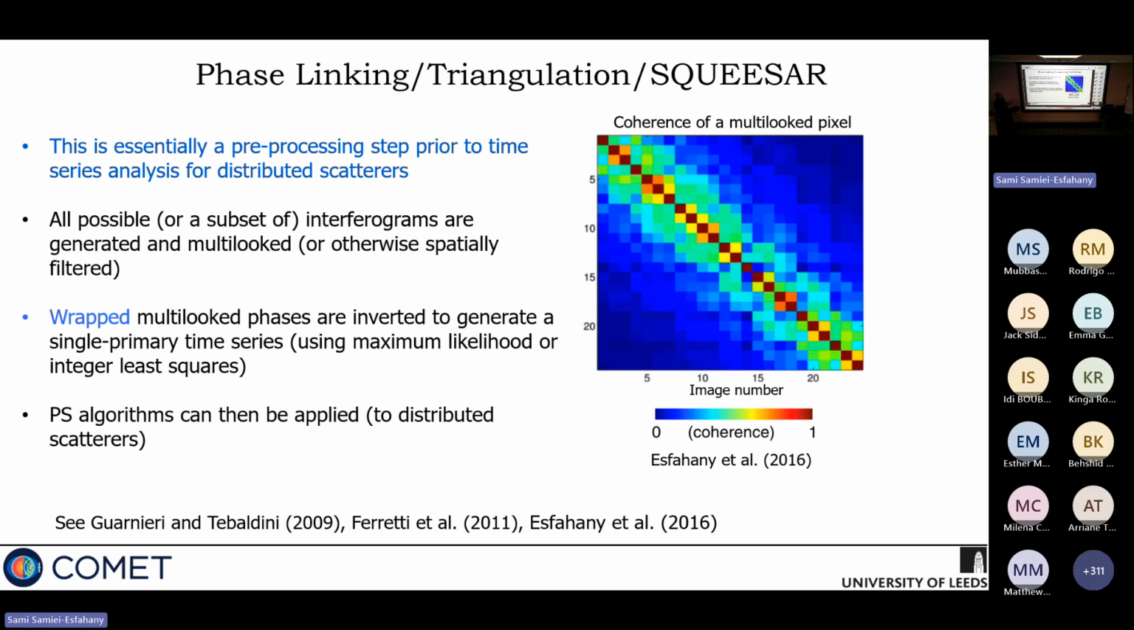But having done this, what you've got is a single primary time series. You've still got to do your time series analysis, estimating velocity. That's why I introduce it as a pre-processing step. Then you can apply some sort of PS-like algorithm to do your actual time series analysis. You could apply a PS type algorithm because you now have a nice single primary time series, even though these are distributed scatterers. So that's kind of nice.